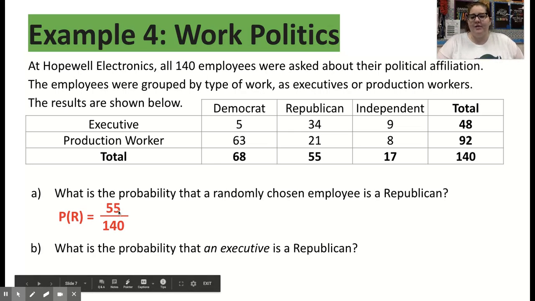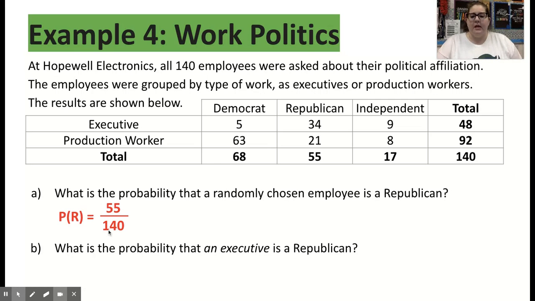So 55 people who are Republicans out of 140 total gives me about 0.39. So that's the total overall probability that someone's a Republican. And then part B, what's the probability that an executive is a Republican?